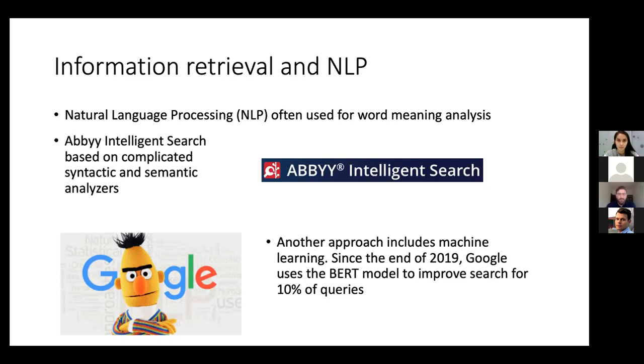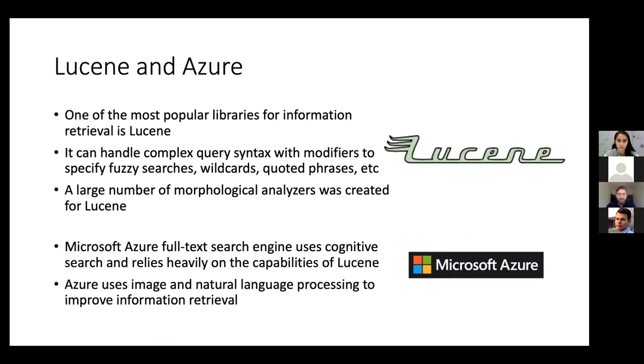One of the most popular libraries for information retrieval is Lucene, which is a part of the Solr and Elasticsearch engines. Lucene is a free high-performance full-text search library from the Apache Foundation. It can handle complex query syntax with modifiers to specify fuzzy searches, wildcards, and quoted phrases. Also, a large number of morphological analyzers were created for Lucene.